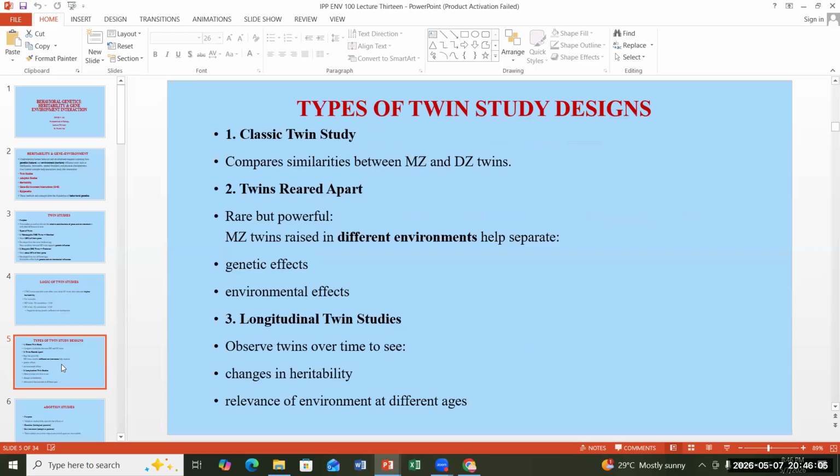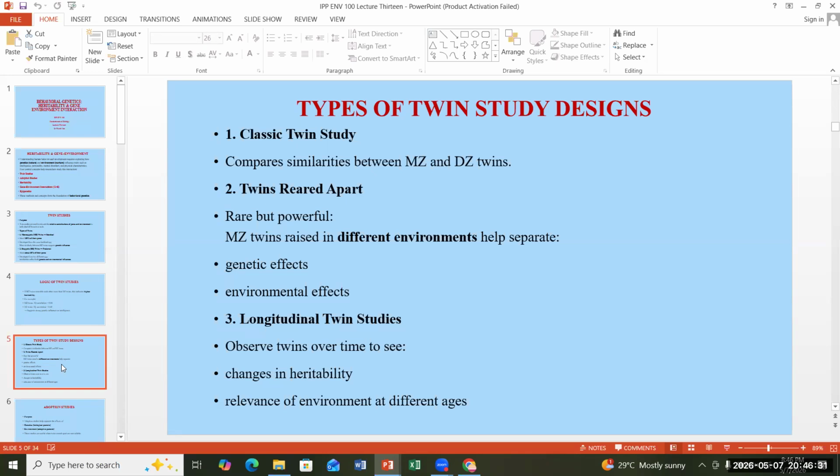Types of twin study designs. Different types of twin study designs are conducted. Number one is the classic twin study, where we compare the similarities between monozygotic and dizygotic twins. MZ and DZ are monozygotic and dizygotic twins. Sometimes we do a study in which twins are reared apart.